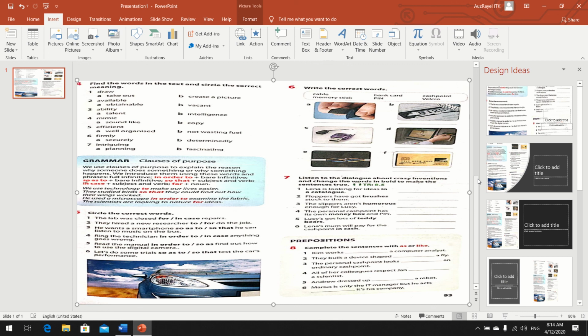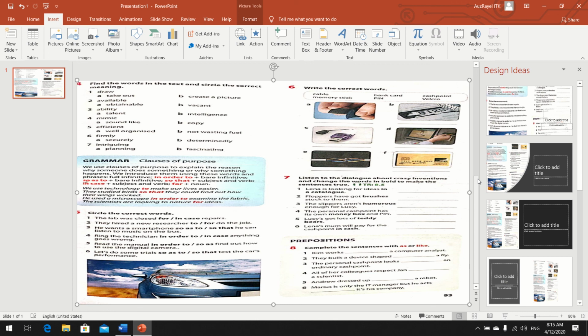Complete the sentences with as or like. To make it easy for you, we use as for behavior, when someone behaves like something, while we use like to show appearance when we are talking about appearance. When we are talking about appearance, we use like. When we are talking about behavior, we use as. Kim works as a computer analyst. They built a device shaped like a fly. The personal cash point looks like an ordinary cash point.